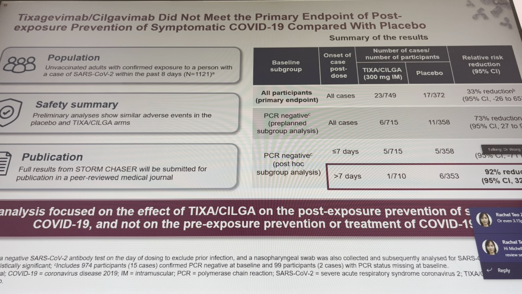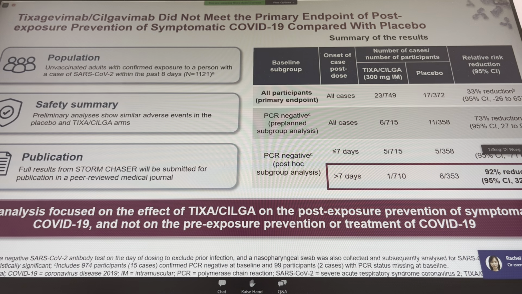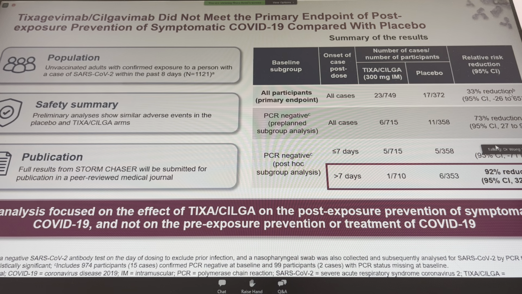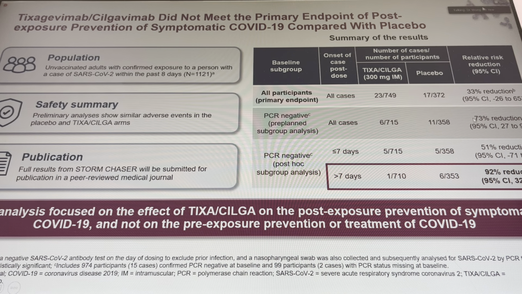All right. So if you look at the reduction, it didn't meet its full criteria. In terms of relative risk reduction, when you look at all the patients, the relative risk reduction was 33%. But when you dive down into more details, if you look at only PCR negative patients, the risk reduction was 73%.